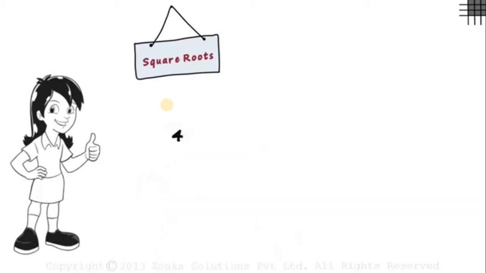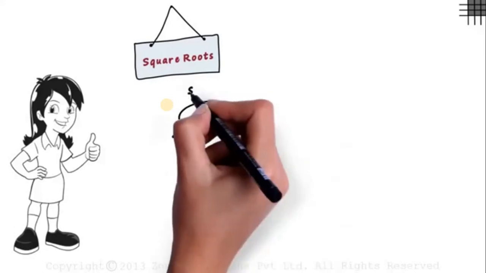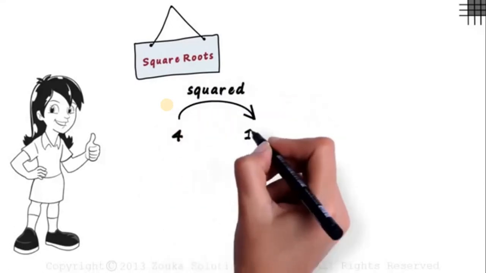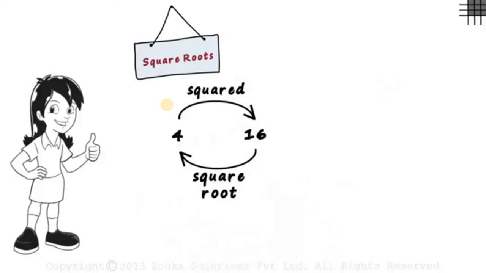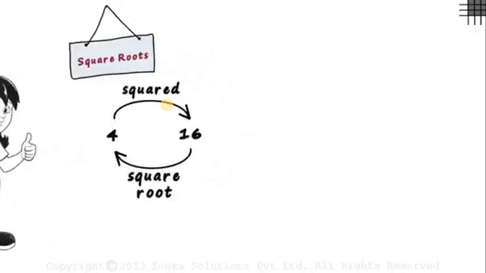And let's start. Consider the number 4. When squared, it is 16, and the square root of 16 is 4. Well, that's your concept.